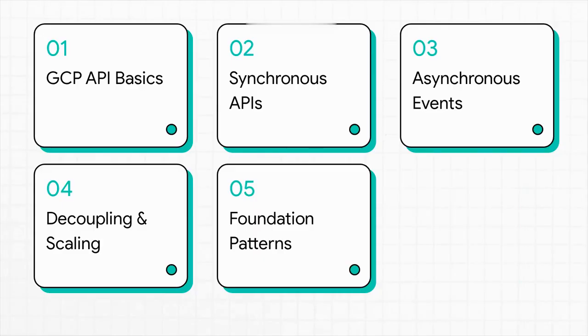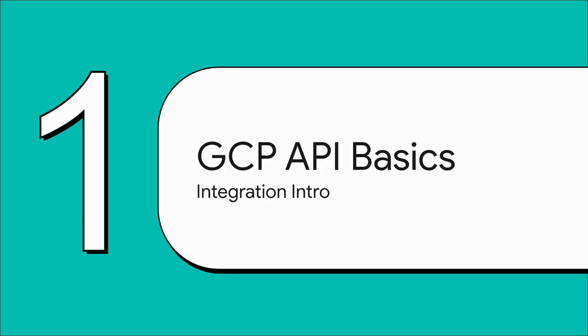Here's the blueprint we're building together today. We'll kick things off with GCP API integration basics. Then, we'll look at the front door, our synchronous APIs, before heading to the back office for asynchronous events. After that, we'll tackle decoupling and scaling behaviors, and finally wrap it all up with 3 foundational architecture patterns. All right, part 1, GCP API integration basics.